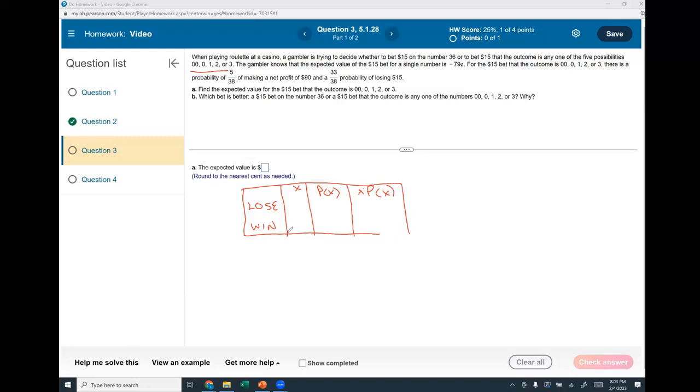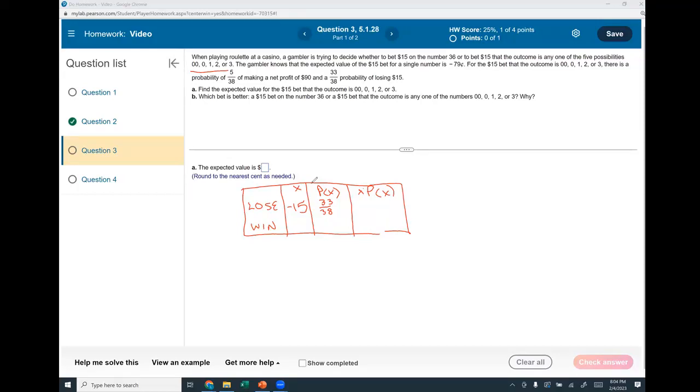Okay. So if I lose, that means I lose $15. And what's the probability that I'm going to lose $15? Well, I have 5 out of 38. So it's not going to be one of those 5. It's going to be 33 out of 38, right? Because if it was any of the 5 numbers, then I would win. So let's see what that number becomes.